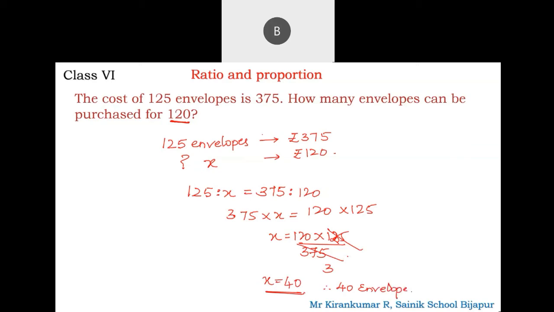Therefore, 40 envelopes? Yes, sir. So don't get confused. Is there any doubt in this? No doubt, sir.